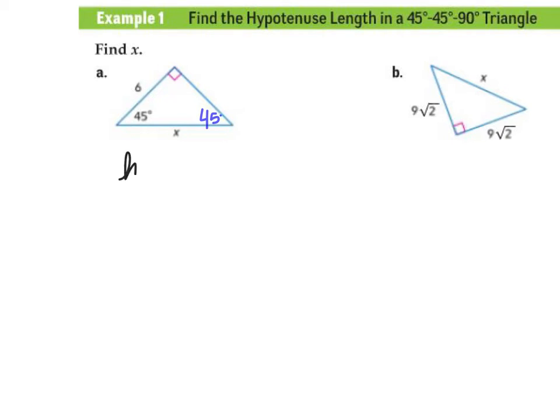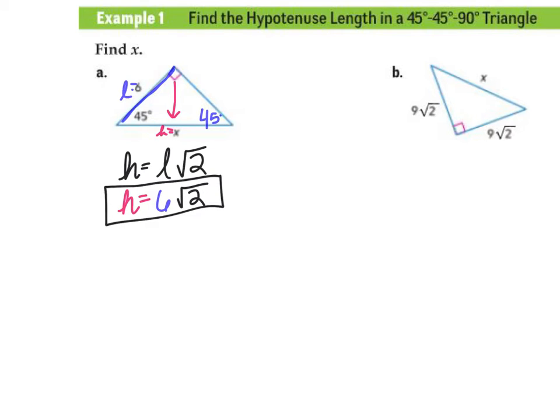Thinking of our formula, h equals L square root of 2, we need to find our hypotenuse. That is the side opposite our right angle. And then our leg is, in this case, 6, because it sits on that right angle. So let's plug in our values. h equals L, which is 6, and then square root of 2 from our formula. And that is actually our answer. It might seem extra simple, but sometimes that's how these work out, depending on the numbers given. So your answer: hypotenuse equals 6 square root of 2.